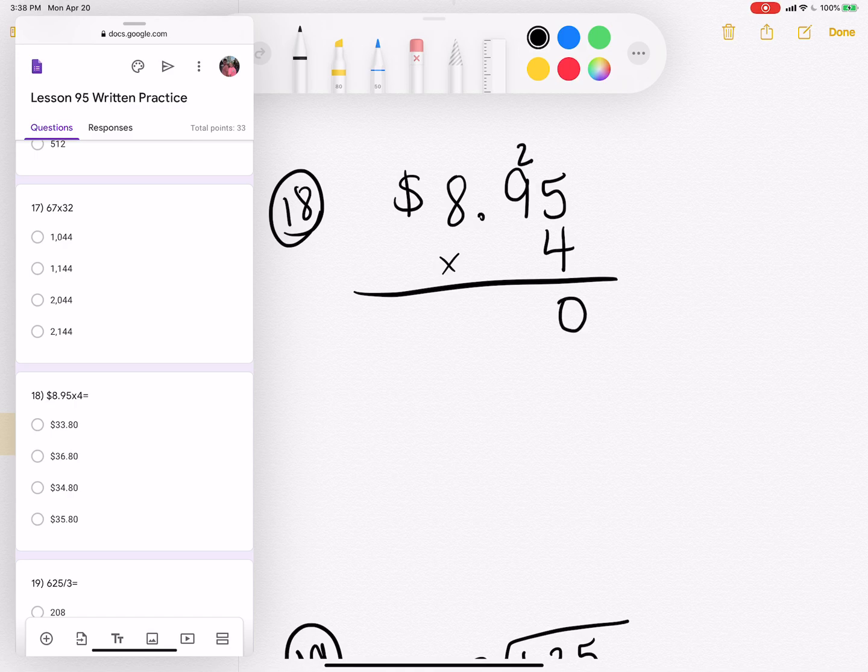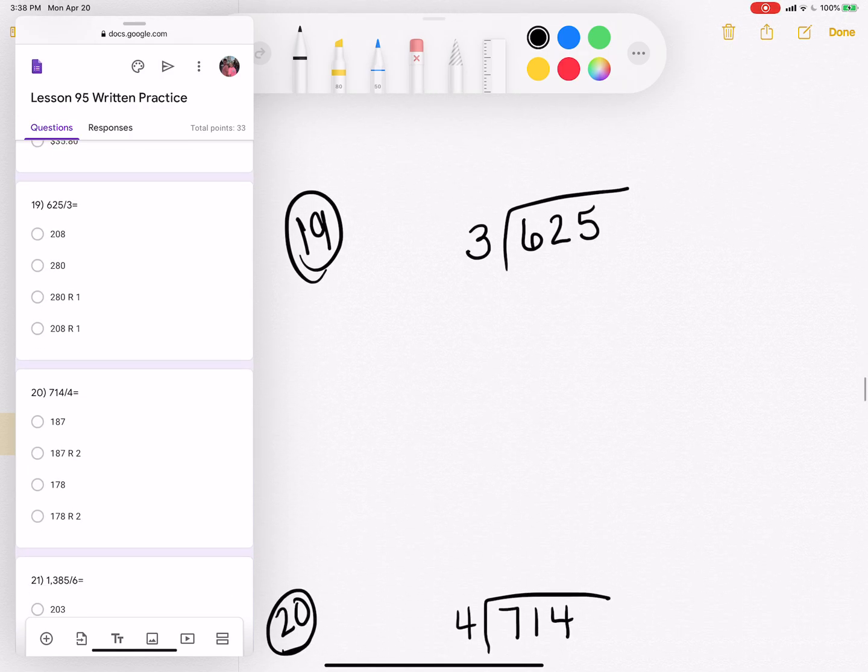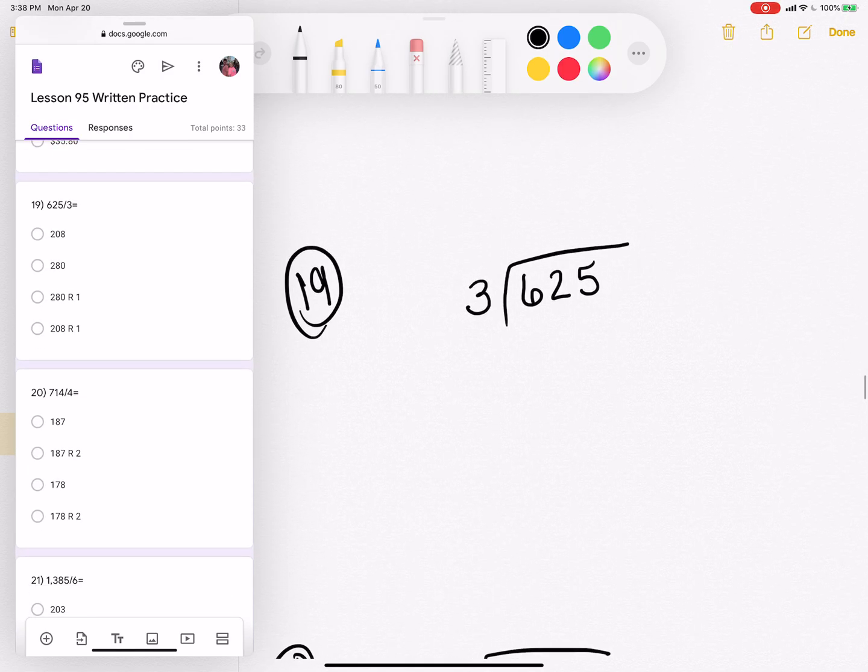Number 18. $8.95 times 4. 5 times 4 is 20. 9 times 4 is 36. Plus 2 is 38. Decimal. 4 times 8 is 32. Plus 3 is 35. $35.80 on number 18.